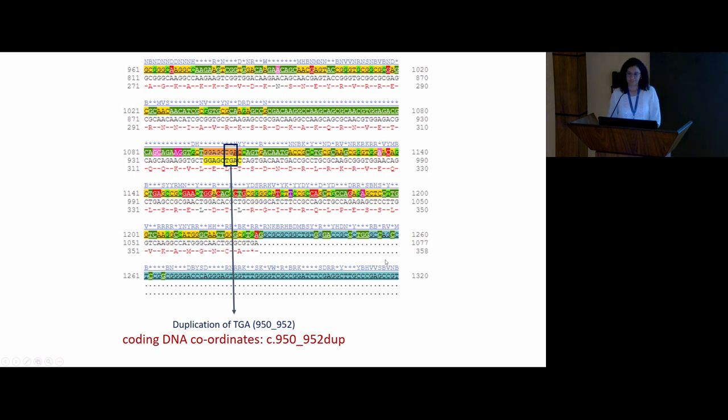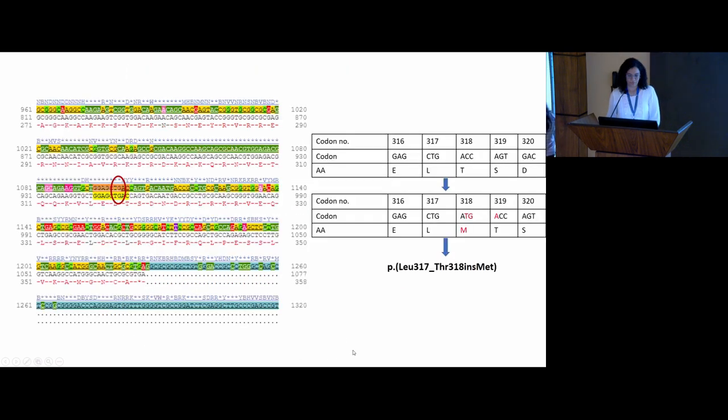Okay, now coming to the cDNA coordinates. Here is the insertion of TGA, or duplication of TGA, and if we count here, it maps to position 952 which has been duplicated, again applying the 3' rule. This is the cDNA coordinate that we get. And now if we look at the protein level nomenclature, the upper sequence is the reference sequence, the one below is the altered sequence. We see that there is an insertion of TGA at this position in the cDNA coordinate.